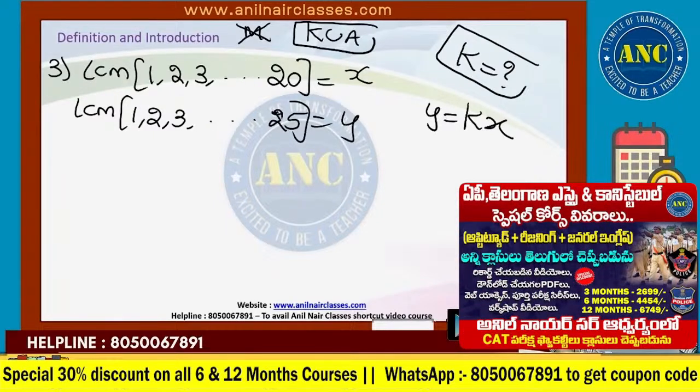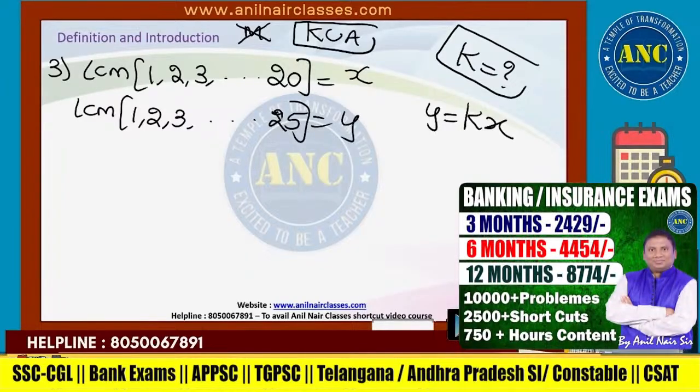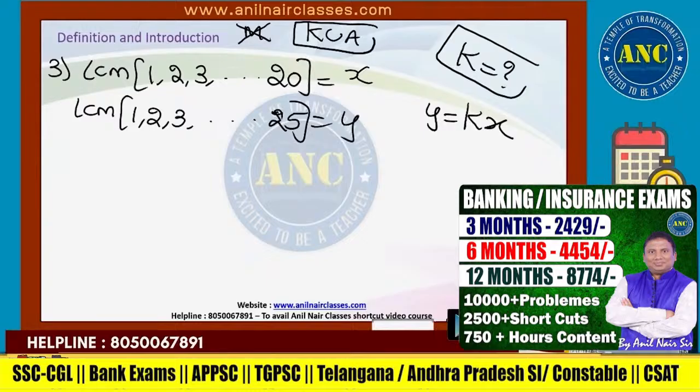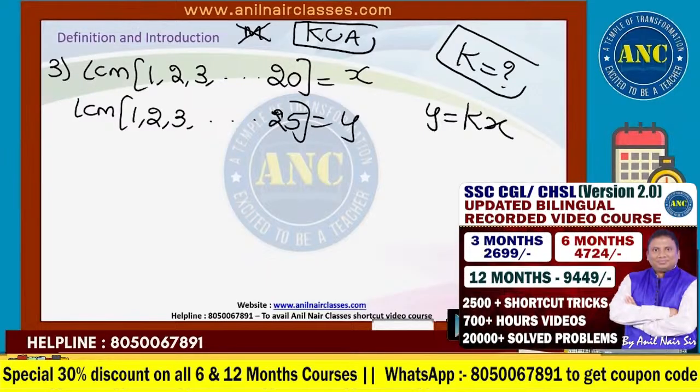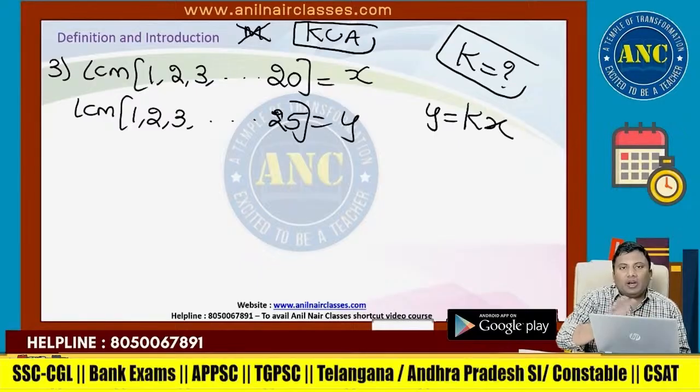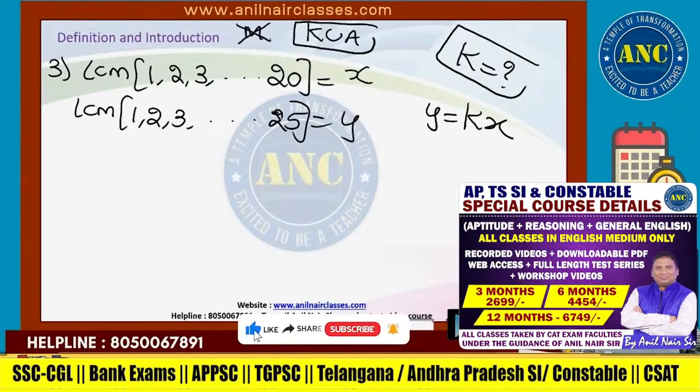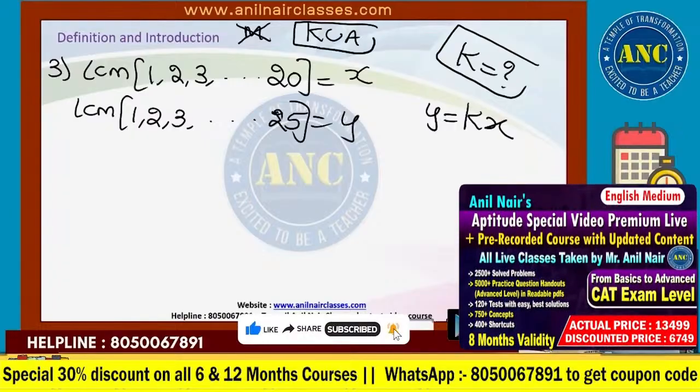The question is: LCM of 1, 2, 3 till 20 is X. LCM of 1, 2, 3 till 25 is Y. Y is Kx. Find the value of K. The problems which I am explaining right now, you will not get the structure in any of the books. That's the reason, listen carefully. Method 1.